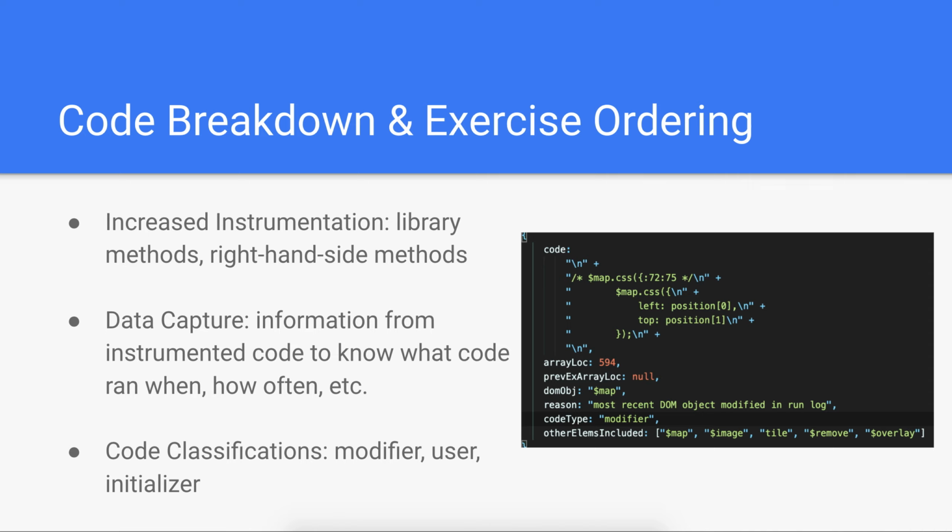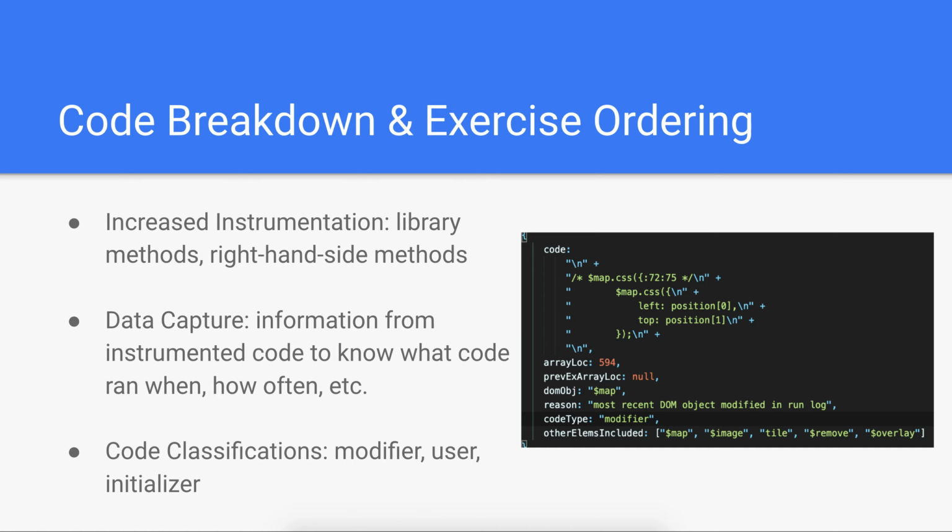So we also, beyond the increased instrumentation, had to figure out a way to download data from when the code was running so that we could analyze that data to figure out what the right pieces of information to surface to the learner were. Finally, we had to figure out how to classify each code component that interacts with the DOM as either initializer code, so code that sets up the web page, user code, so that's code that uses the DOM object but doesn't change it, or modifier code, which is code that uses the DOM object and changes it. And this classification was important for exercise ordering purposes.